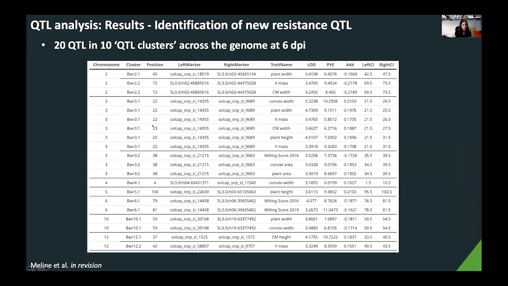So there is a lot here. You don't need to read all of this. Here we've got our chromosome. Okay, there are 12 in tomato. This is our QTL cluster. This is defined. BWR stands for bacterial wilt resistance. The 2 has to do with the chromosome that it's on. The 1 is the number of QTL on the chromosome. Our position, the left marker, the right marker, and the trait name. So we defined a cluster as QTL that had the same left marker and the same right marker, but different traits, okay? So within these 10 clusters, we had 3 types.